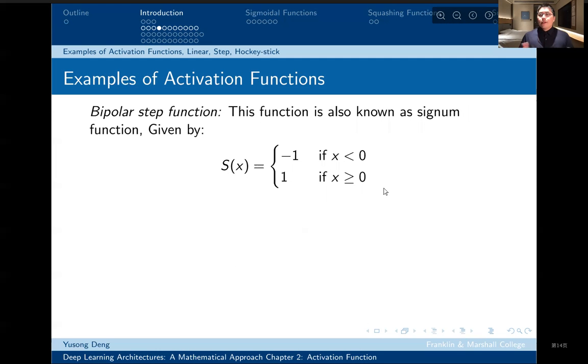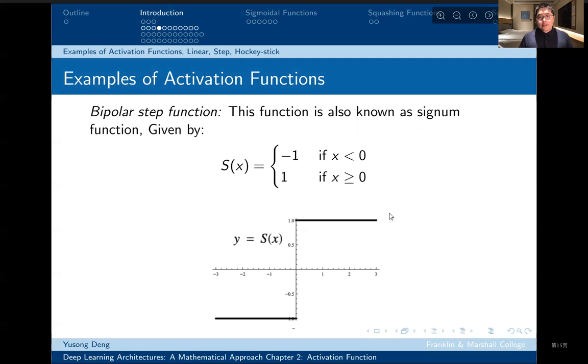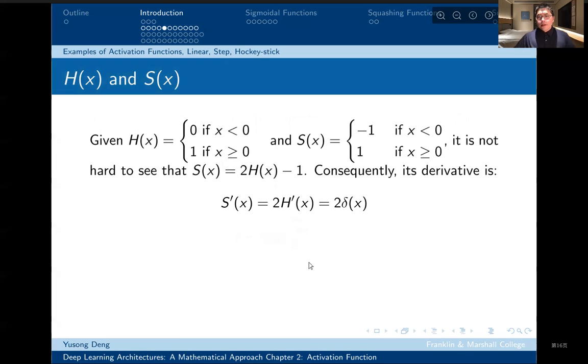The other one is what we call the bipolar step function. This function is also known as the signum function, given by S(x) equals -1 if x is smaller than 0, and 1 if x is greater or equal to 0. So that is the expression, and as before, this is the image, really straightforward. Still, it is not differentiable at point 0, and it is not continuous at that point.